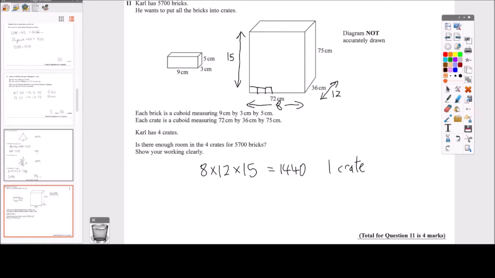Now, Carl has 4 crates, so he can fit in 4 lots of 1,440, which is 5,760. So, is there enough room in the crate for 5,000? Yes, there is, because he's got 5,760. Is there enough room? There is enough room.